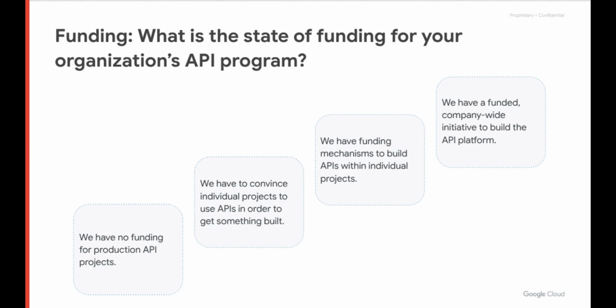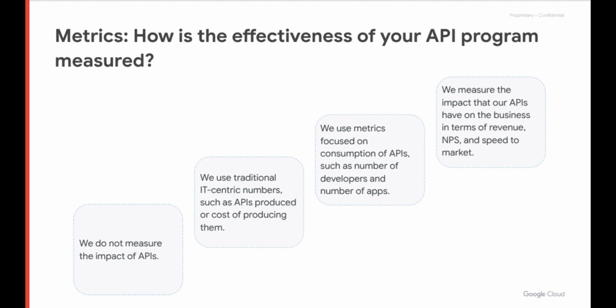Or it could be that you are fully mature and you have a funded company-wide initiative to build out the API platform. So our viewpoint, of course, is that these are steps of maturity, and certainly the North Star should be getting to that far right box where you've actually centrally funded and built this company-wide initiative. That's going to drive massive efficiency gains, and it's going to enable you to really start unlocking those powerful ecosystem play use cases around your APIs.